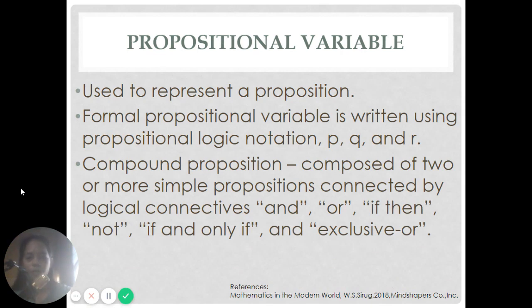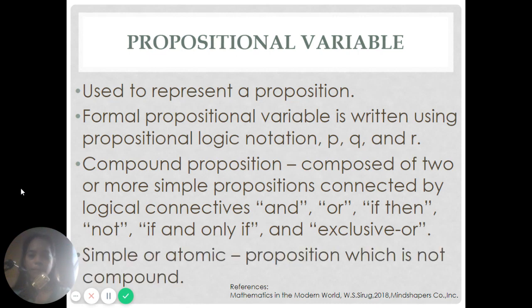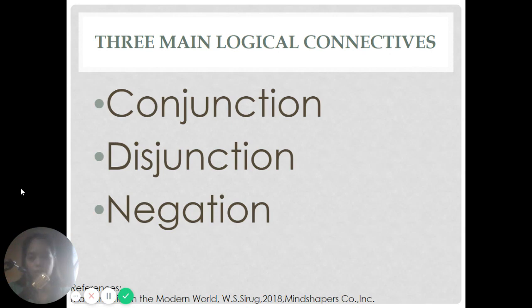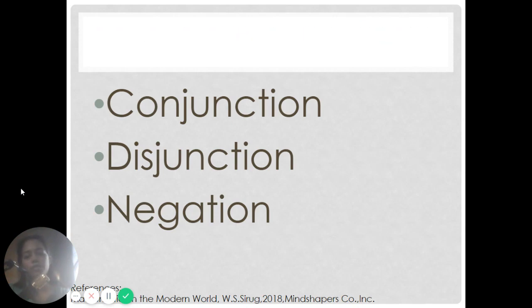Now, aside from the simple proposition, we have the compound proposition. This is composed of two or more simple propositions in which we use connectives, or logical connectives, such as and, or, if then, not, if and only if, and exclusive or. Three logical connectives are conjunction, disjunction, and negation.